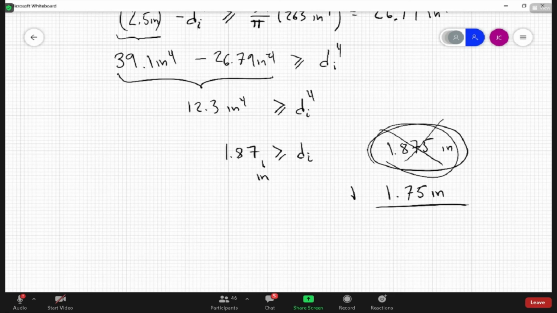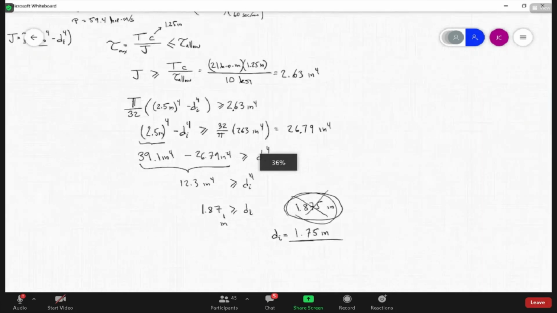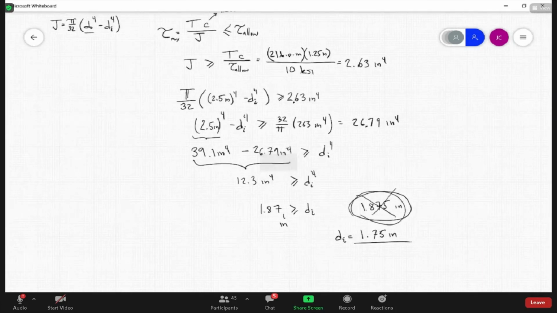And it makes sense too, because obviously, if you make the inner diameter bigger, you make the stresses go up. So when we round, we have to always round so the inner diameter gets smaller, or the outer diameter gets bigger.